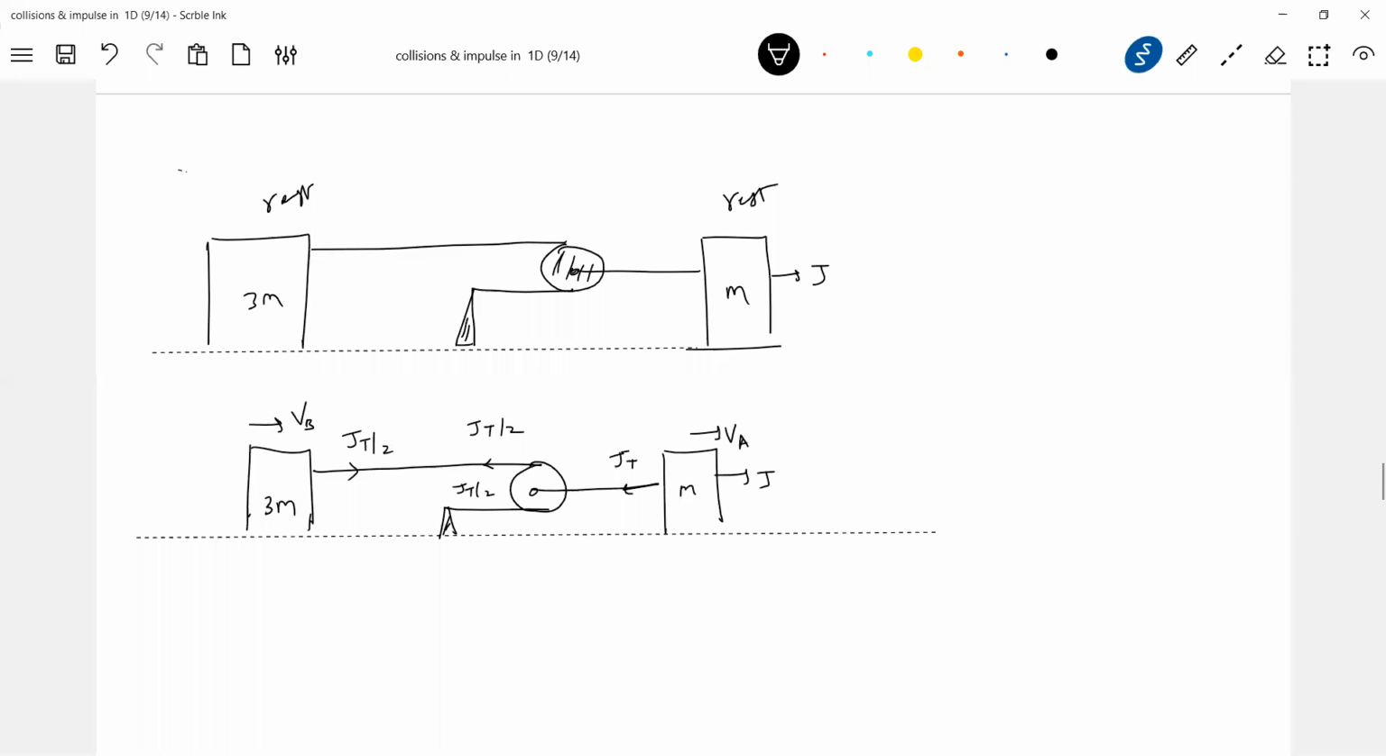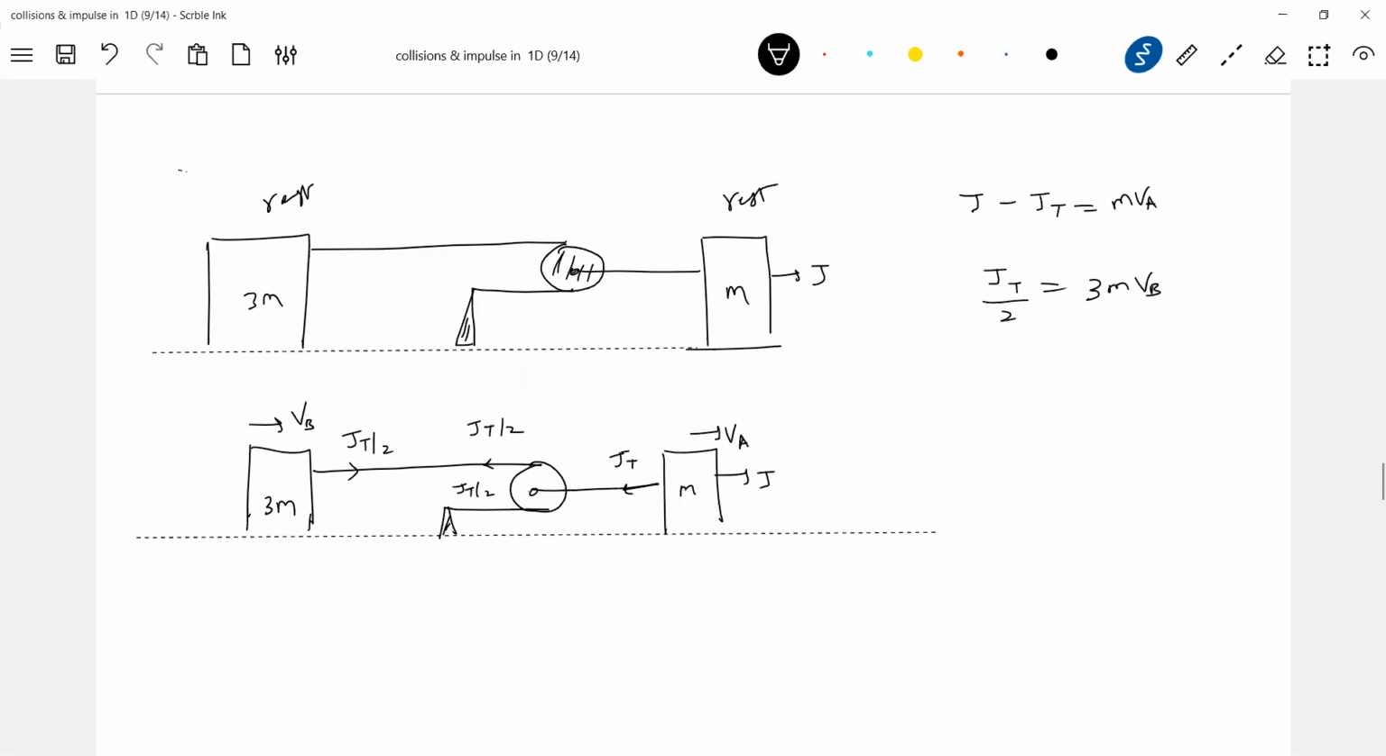This is J given. So then what is the equation? I'll write it. J minus Jt equal to m va. Then here Jt by 2 equal to 3m vb. How many unknowns are there? va, vb and Jt. Three unknowns are there. I need one more equation. I'll go for the constraint equation.